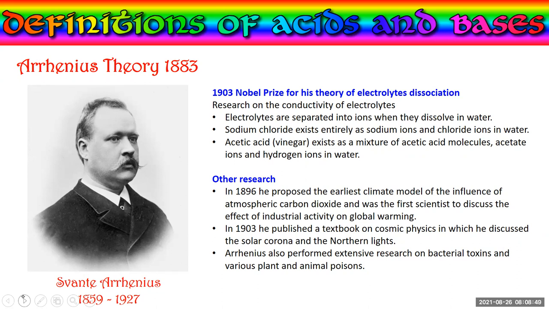Now, the first guy to publish on this was Svante Arrhenius. He was a Swedish chemist. He was a child prodigy. By age three, he taught himself to read, and he was also solving some simple maths problems at age three. So he was definitely showing that there were great things to come in his life. He actually won the 1903 Nobel Prize for his theory of electrolyte dissociation.